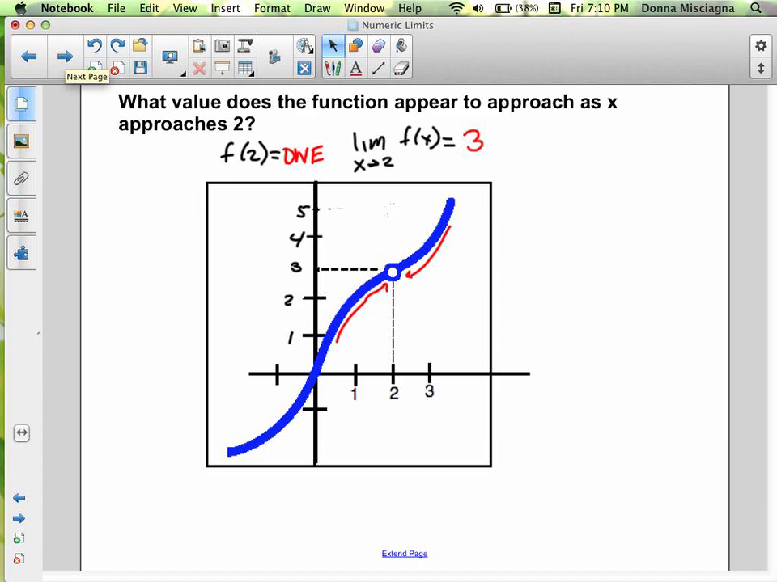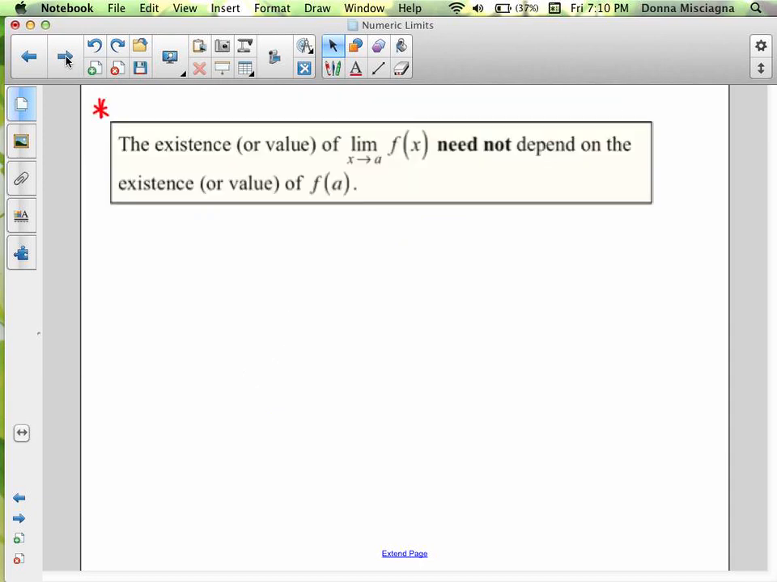And so another important point, the existence or value of a limit as x approaches a of our function does not depend on the existence or value of the function. All right? So just because f of a is not defined does not mean the limit as x approaches a won't be defined. Right? It's not dependent on the value of the function.